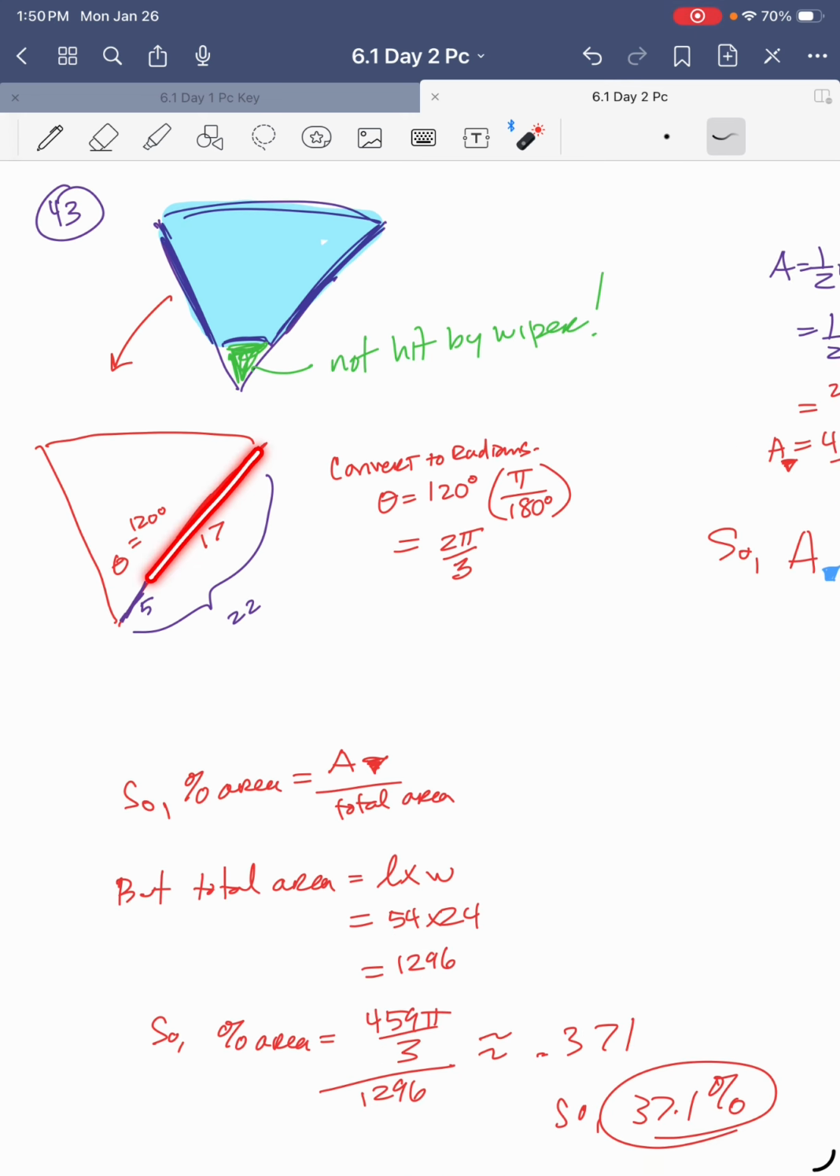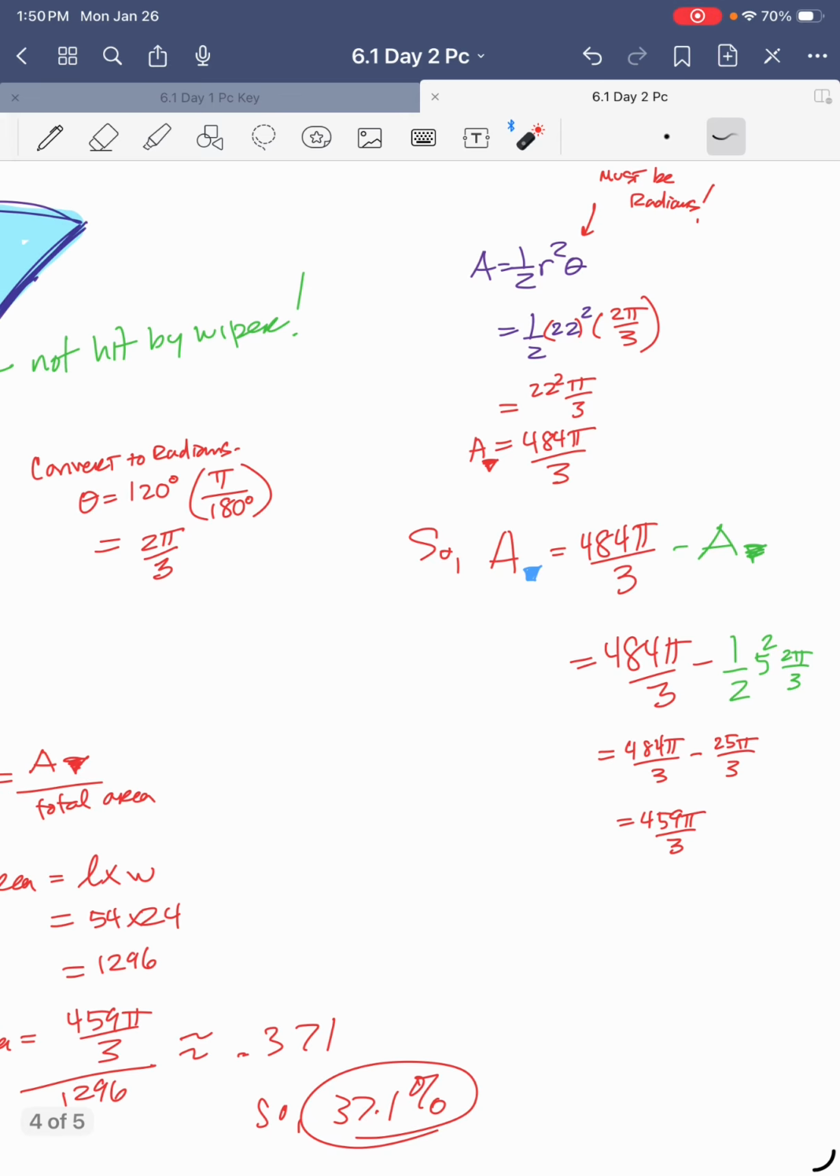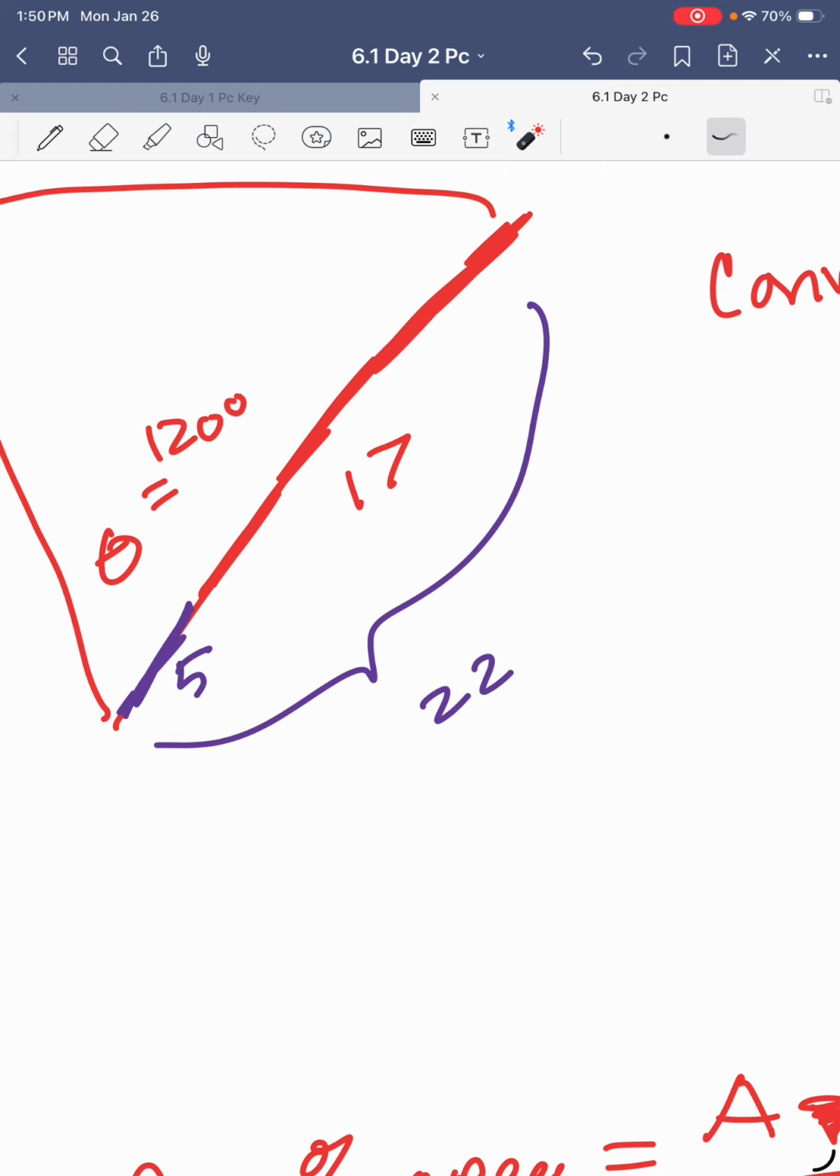The wiper is 17 inches? We'll say it's inches. Look in the book. It's 17 inches long, and this, from the point here where it rotates, the pivot point, to the bottom of the actual blade itself, is 5 inches.